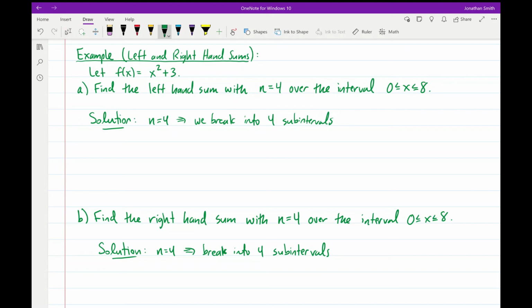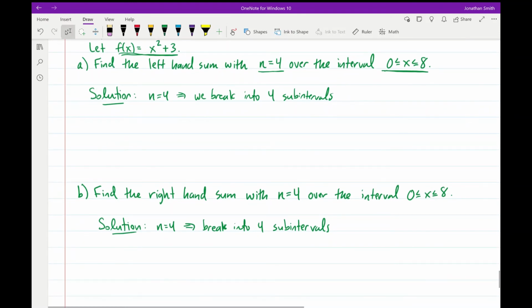Okay, and finally, let's just do an example of calculating these left and right-hand sums for an abstract function. So in this case, our function is going to be f of x equals x squared plus 3. And for the first question, we're going to find the left-hand sum with n equals 4. So we're breaking up into 4 subintervals over the interval from 0 to 8. So we're taking that interval from 0 to 8, breaking it up into 4 subintervals, and calculating a left-hand sum. All right, so n equals 4.